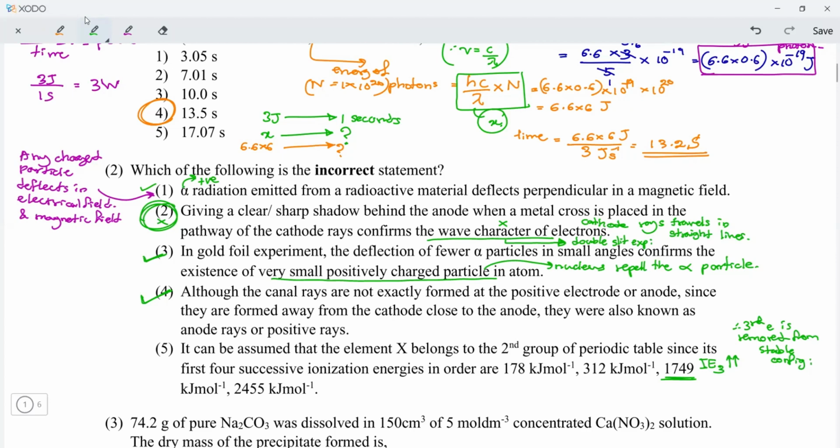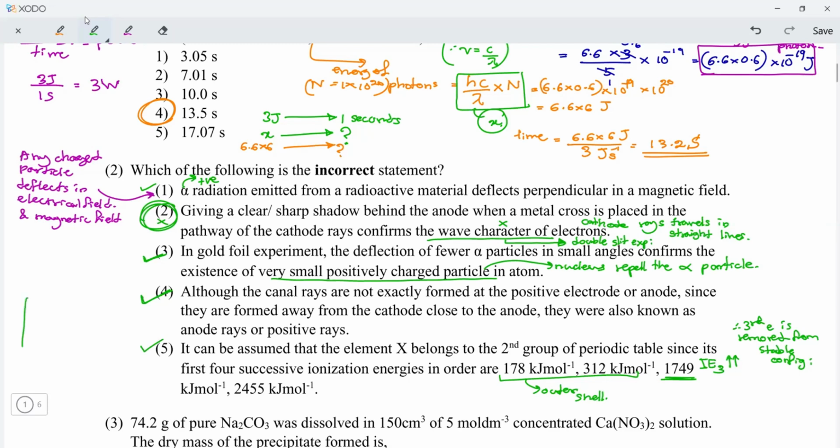Stable configuration. That means there are two electrons in the outer shell. So if you remove those two electrons, then it has become a noble gas configuration, isn't it? So if you are having two electrons in the outer shell, that means it should belong to the second group. Understood? So that is very correct.